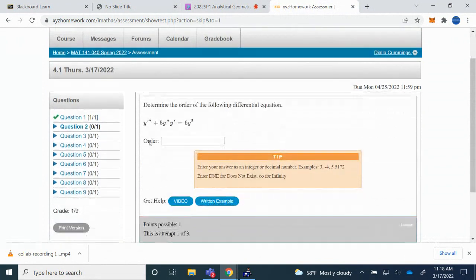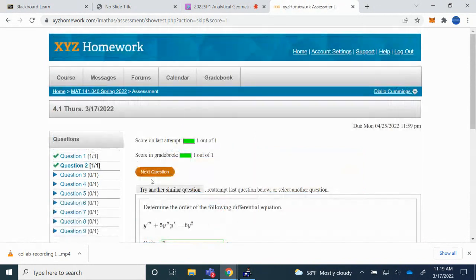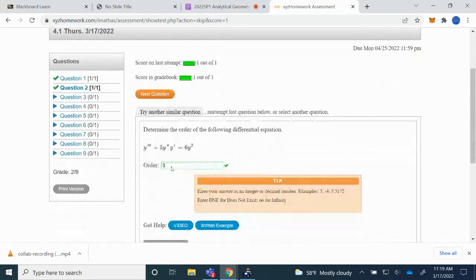If we look at the second problem, we have y triple prime plus 5y double prime, y prime is equal to 6y squared. We see that the largest derivative here is the third derivative, so that's going to give us a third order linear differential equation. All right, so the first two, we basically pull out the highest order derivative.